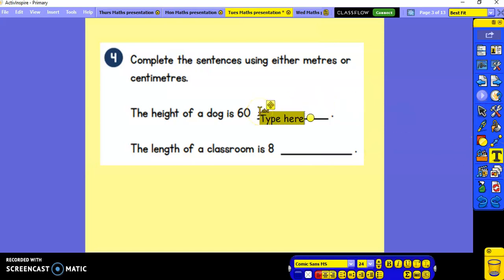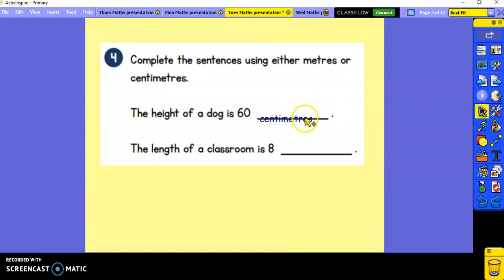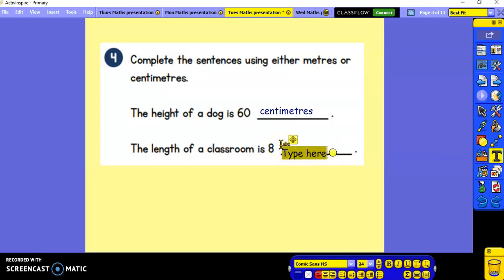Okay, so the height of a dog is roughly 60 centimetres. And I will just move that up so we can read it a little bit more clearly. And the length of a classroom is 8 metres. So remember, 8 metres, each of those metres has 100 centimetres. So that would be 800 centimetres long. So well done if you correctly answered those.